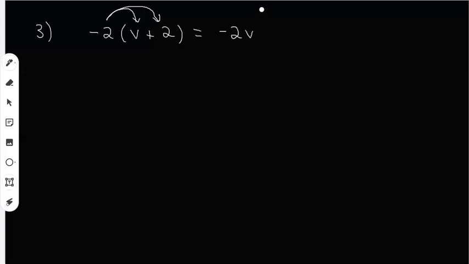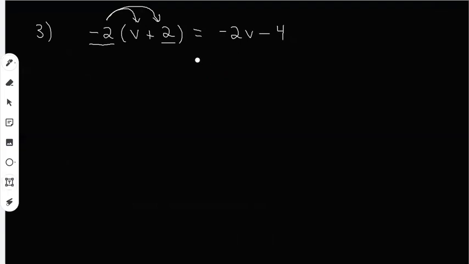Since the v is a variable, all I do is I put the variable next to the number. And that just means we're multiplying -2 times v. There is a plus sign in the middle, right? But what happens when I multiply the -2 times the +2? -2 times +2, that's going to give me a -4.